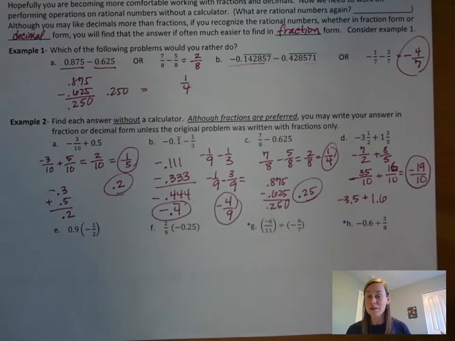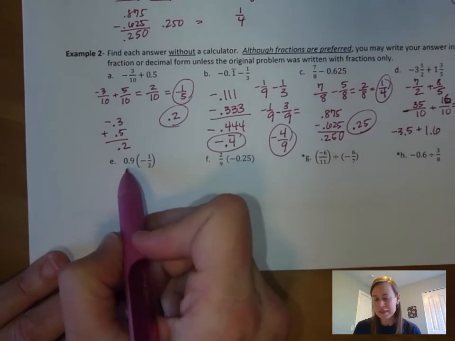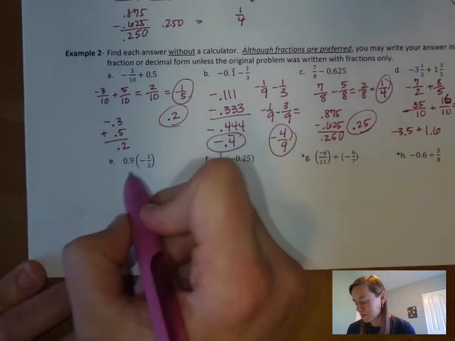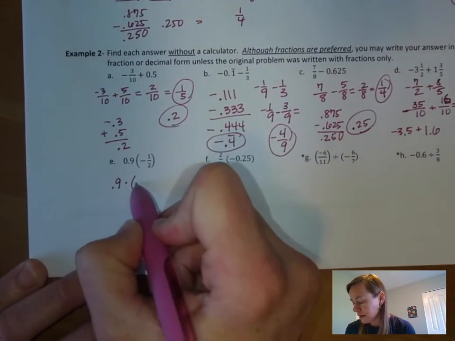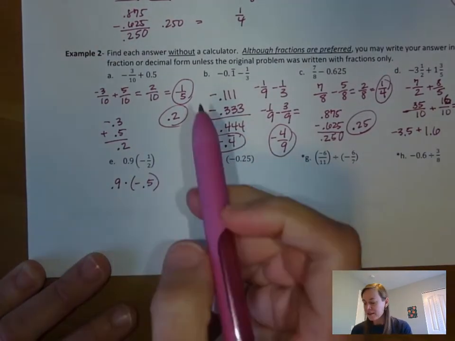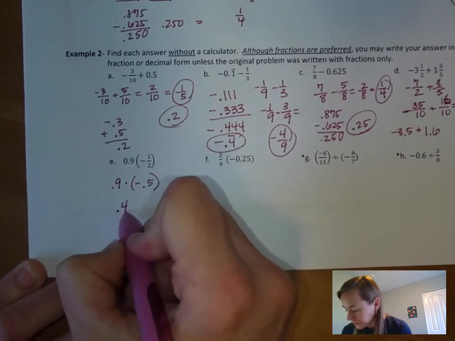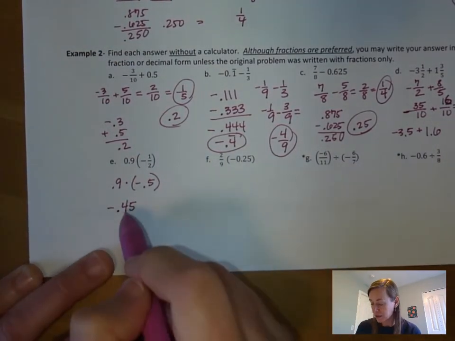Let's go on to some multiplication and division down here. I'd way rather multiply and divide fractions because then I don't have to worry about common denominators. So let's see what they have for us here. 0.9 times -1/2. Let's do the decimal version first. So 0.9 times -0.5, because that's what 1/2 is. So 9 times 5 is 45. 0.45 there, and then you still have that negative out in front. So that's one of your answers.